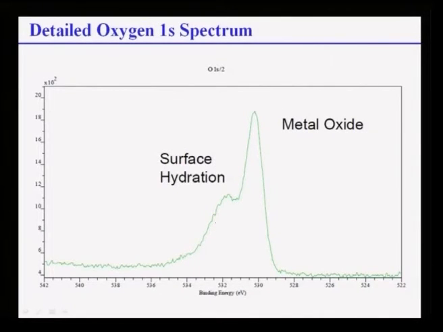Let us talk about oxygen, in the case of oxides and surface hydration. If you look at oxygen 1s, this is the metal oxide, I do not remember which metal oxide, but if hydration happens on the surface, it is not oxidation but surface hydration, and the peak will come very close by. This is 530.5, this is 532 binding energy. That also can be separated out in XPS.